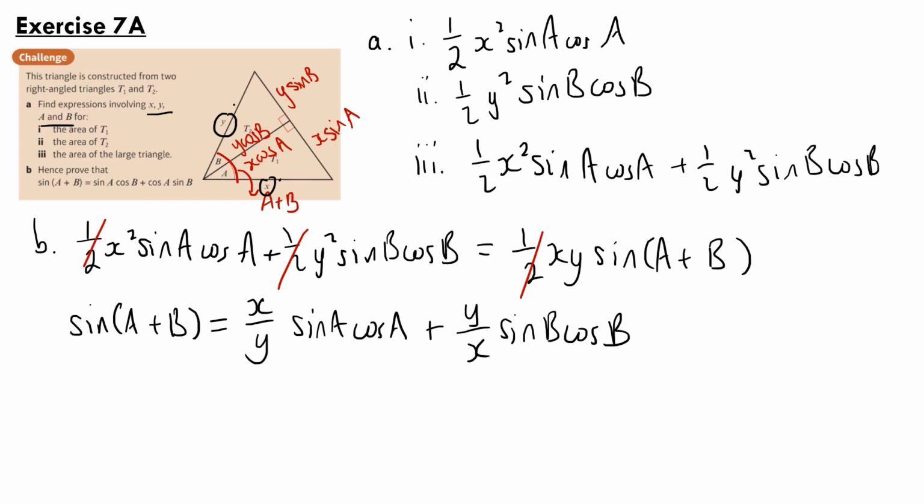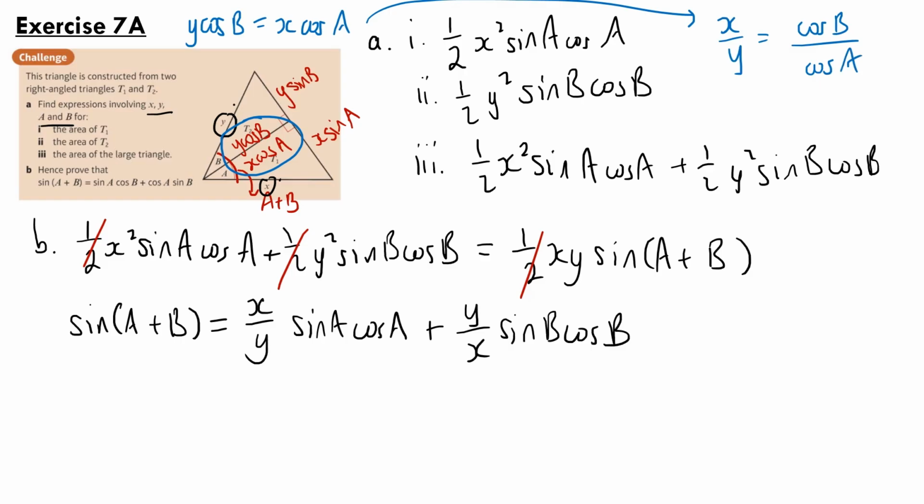Now at this point it looks like we're a little bit stuck, and there's no more information to help us out, but actually if we look back here at the original triangle, we can spot that y cos b is actually equal to x cos a. And that's useful here because now we can work out what x over y and y over x are to eliminate them from this equation. So we can figure out what x over y is. So that's going to be, rearranging that, cos b over cos a. And then we can do the same for y over x. That's going to be cos a over cos b as the reciprocal.